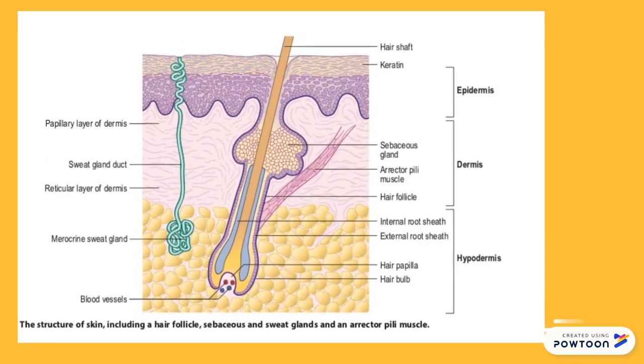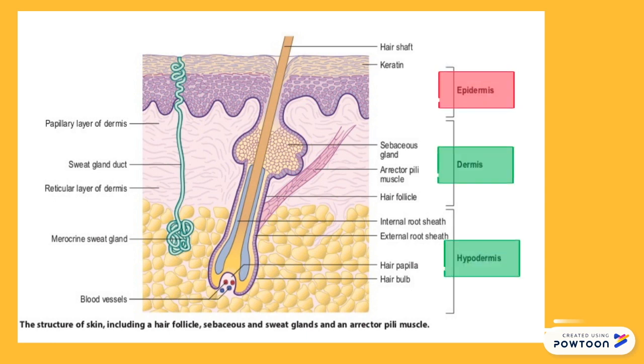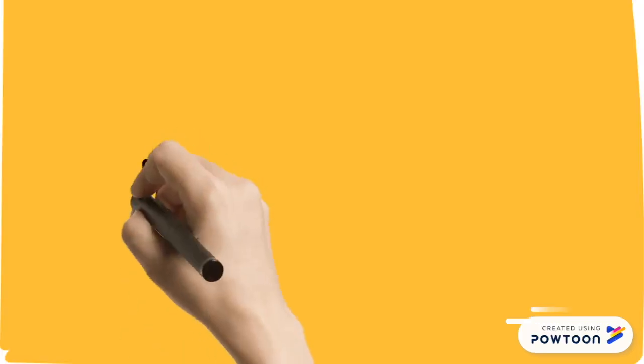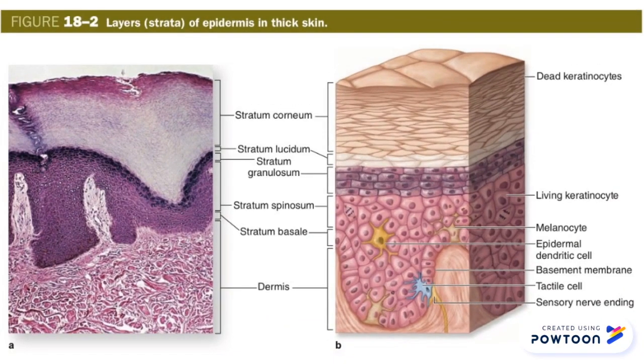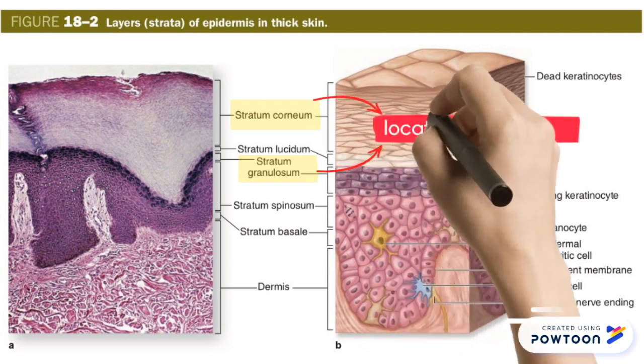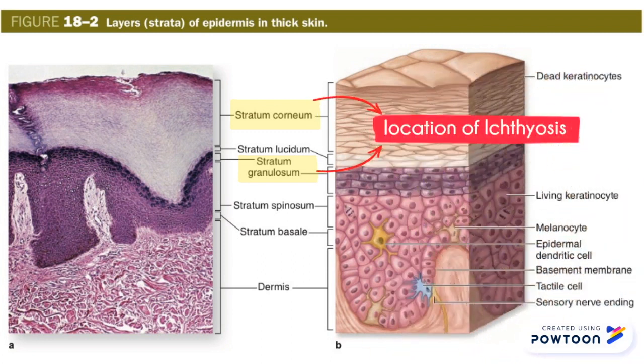Let's move on to the composition of the skin. It is divided into two layers, epidermis and dermis. However, today we will focus only on the epidermis. The epidermis consists of 5 main layers, but we will focus mainly on the two outermost layers, which are stratum granulosum and stratum corneum, because they are the main site of abnormalities when the person is experiencing ichthyosis.